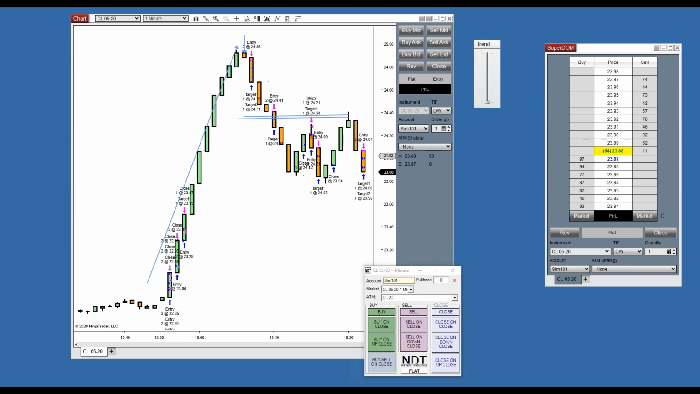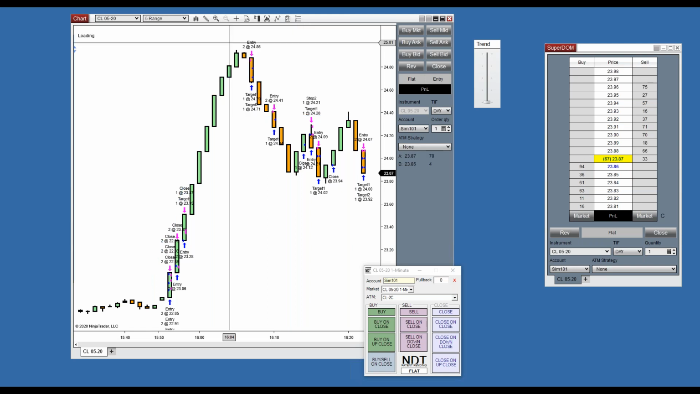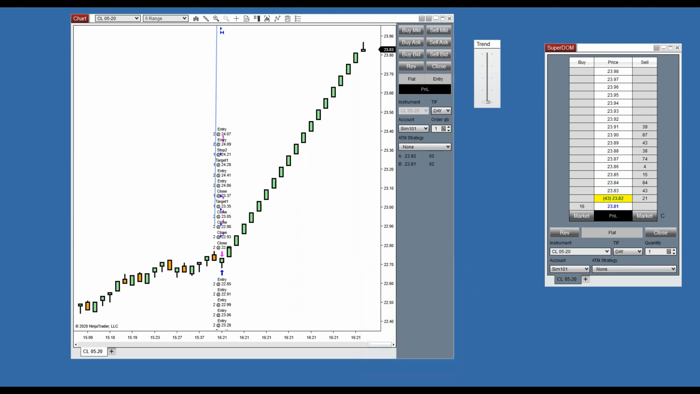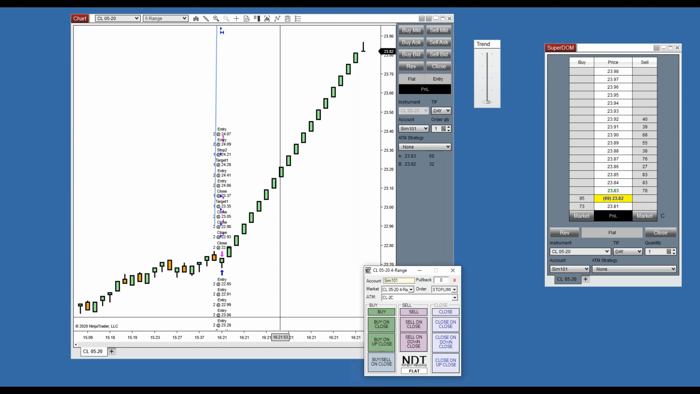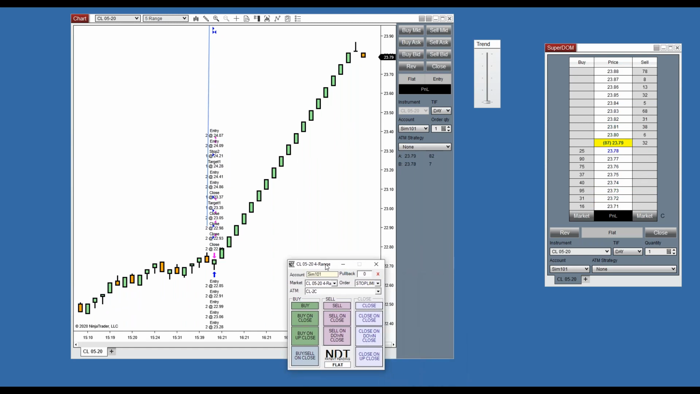Now, let me show you the configuration. And I'm going to change this to range, just so we move a little bit faster. And I'm going to change my NDT to range. And now we're working on a 5-range chart.